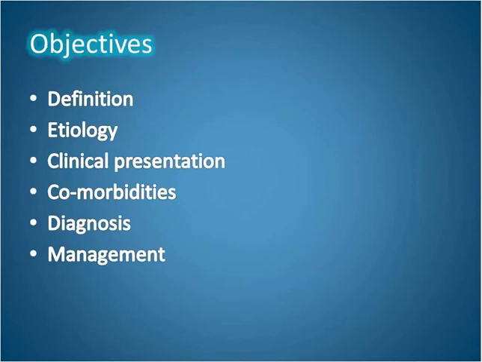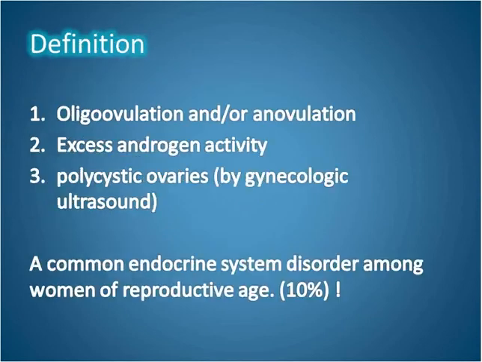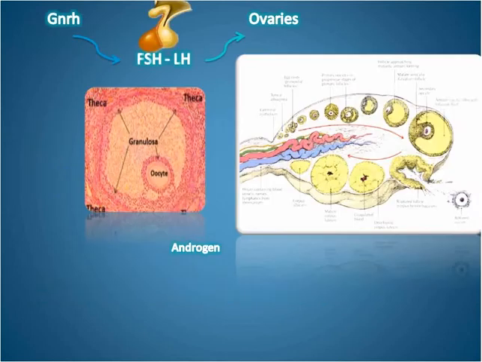Hello everyone, it's me again, and today I'm going to talk to you about polycystic ovary syndrome, or PCOS. We're going to cover the definition, etiology, clinical presentation, comorbidities, diagnosis, and management. What is polycystic ovary syndrome? It's a combination of three main aspects: anovulation, excess androgen activity, and polycystic ovaries. It's a common endocrine system disorder among women of reproductive age, representing about 10%.